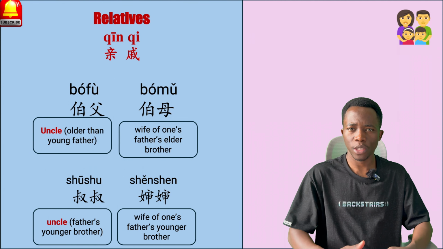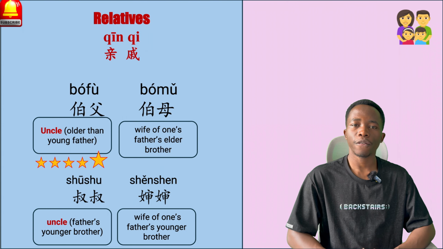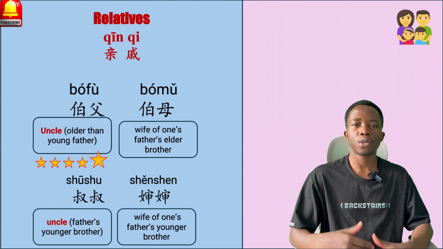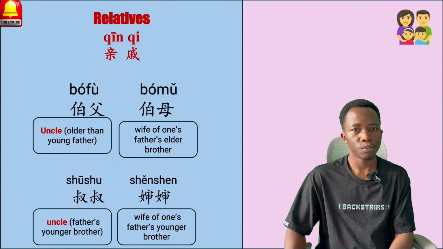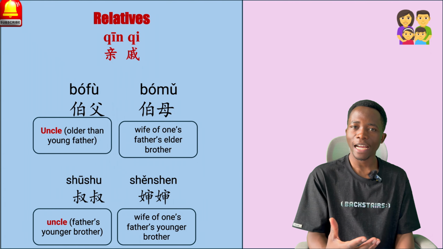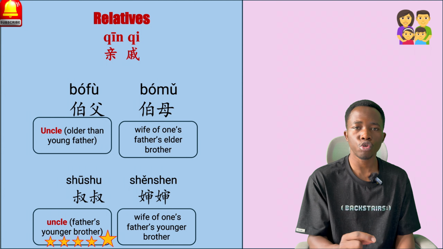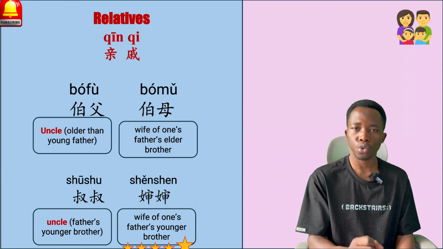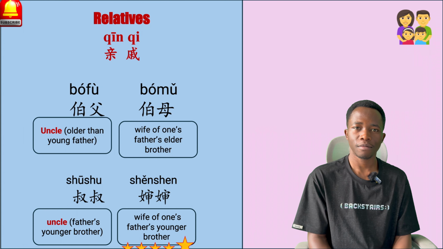Other relatives that today we are going to study are 伯父. It is the uncle who is older than your father, and his wife is 伯母. Another uncle, father's younger brother, is called 叔叔. And his wife is called 婶婶.